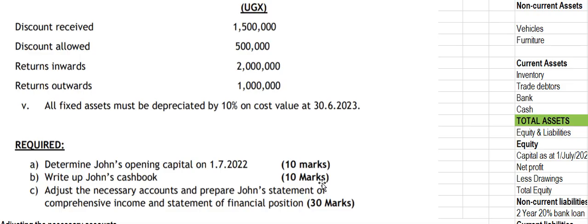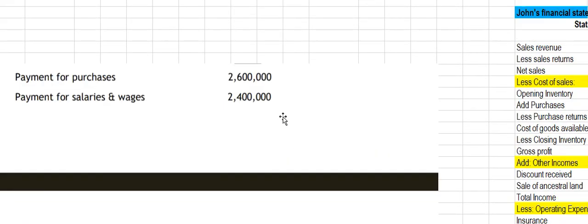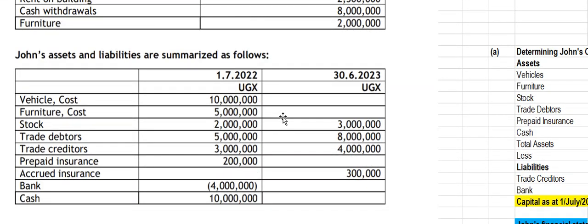Of course, converting now to double entry is going to be a bit time consuming because of the records we have, but here we are going to see how to come up with the information we need. Now, determine Johnny's opening capital on 1st July 2022. Yes, we have these records, but we don't even know the capital as at 1st July 2022. But we can arrive at this capital because we have some information about assets and liabilities at the start as well as at the end.